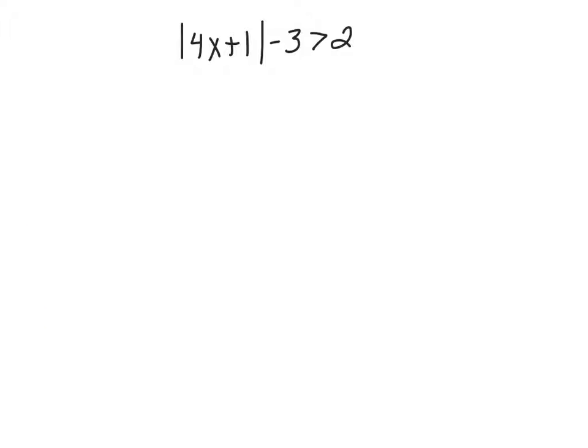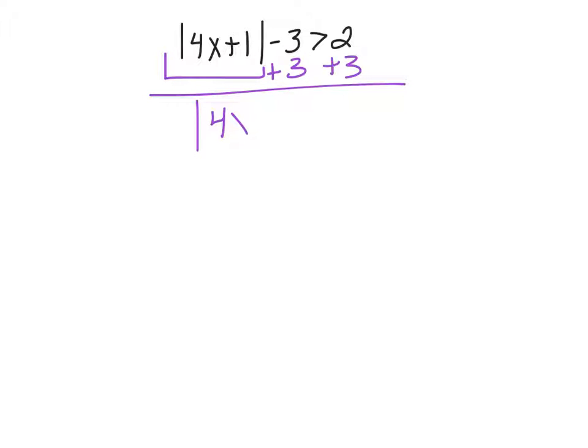Let's try one last problem. First thing I have to do is isolate my absolute value. So I'm going to add 3 to both sides. The absolute value of 4x plus 1 greater than 5. So let's set up our inequality. 4x plus 1 greater than 5. Symbol goes the same way and the opposite number.